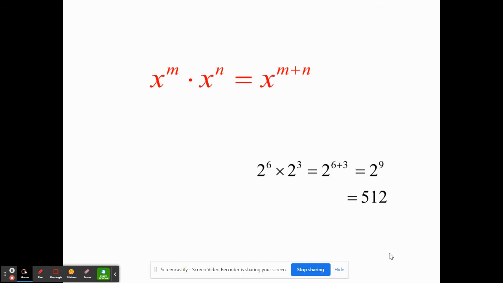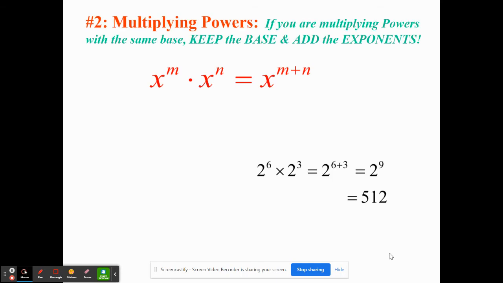So when we multiply like bases, if you're multiplying powers with the same base, keep the base and add the exponents. So multiplication with the same base, add exponents. So that's why it's x to the m plus n.